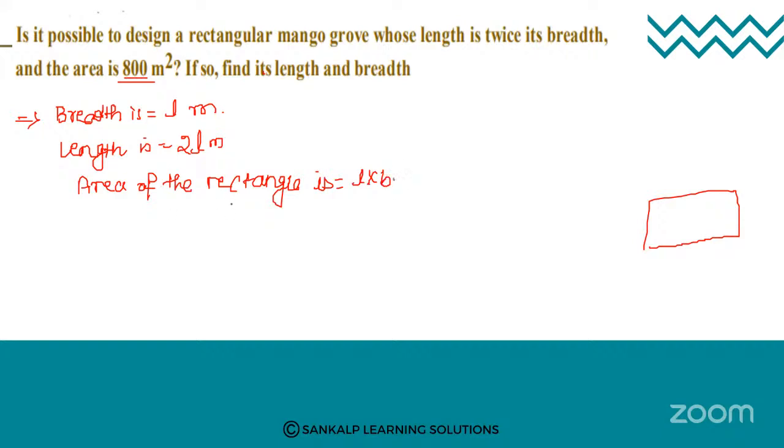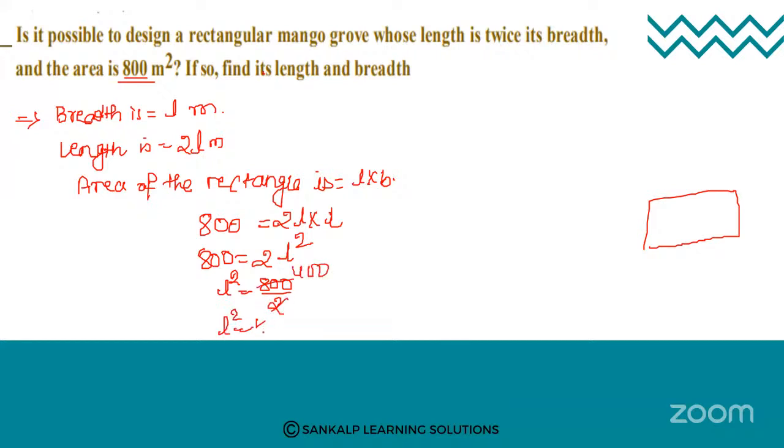So area they have given, that is 800, is equal to length 2L and breadth we have considered as L. So 800 is equal to 2L into L, that is 2L square. Transfer this 2 to this side. So L square is equal to 800 divided by 2. 2 ones are 2, 2 fours are 8. So L square is equal to 400.